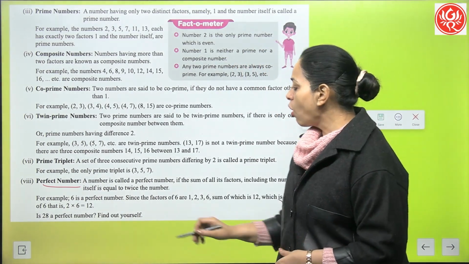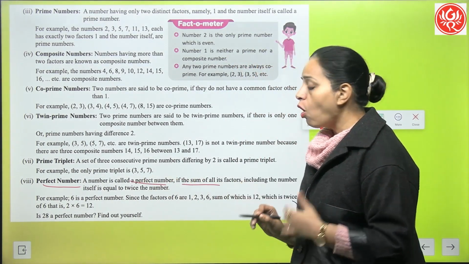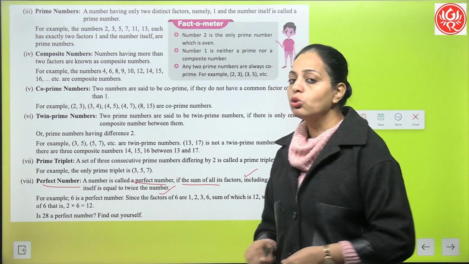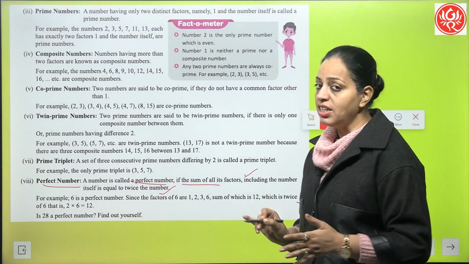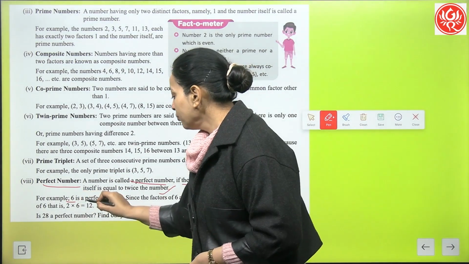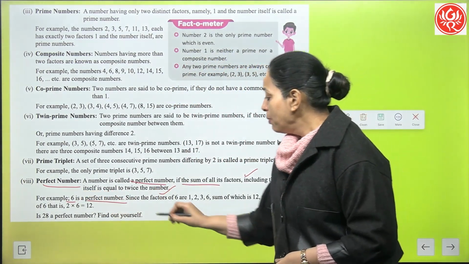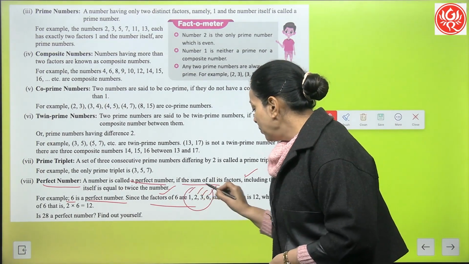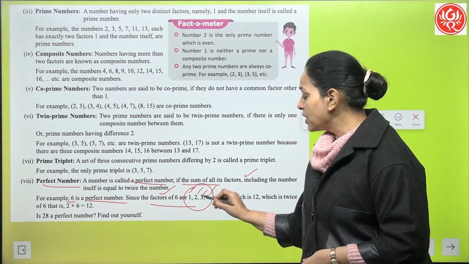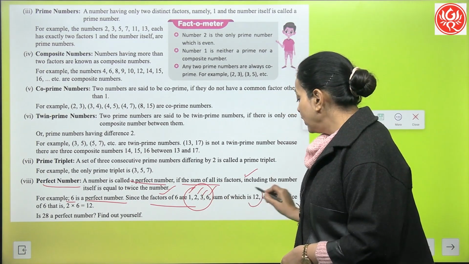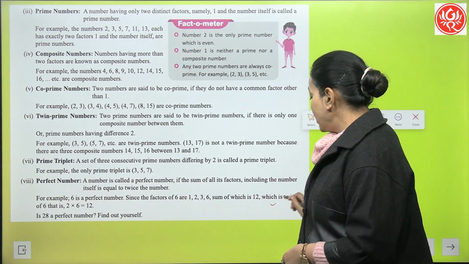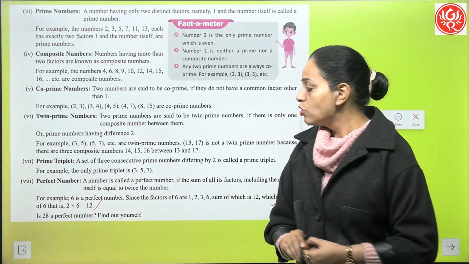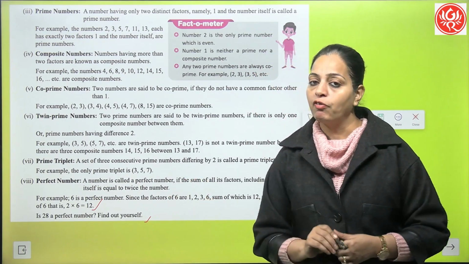Right? Now the next is perfect number. A number is called a perfect number if the sum of all its factors, including the number itself, is equal to twice the number. See, for example, 6. 6 is a perfect number. Why? Because its factors are 1, 2, 3 and 6. हमने क्या किया? इनका सम लिया. सम क्या है? सम is 6 plus 3 9 plus 2 11 and 1 12. And 12 क्या है? 12 is twice of 6, 2 times of 6, 2 into 6, that is 12. So that's why 6 is a perfect number.